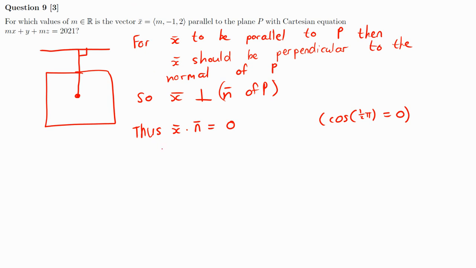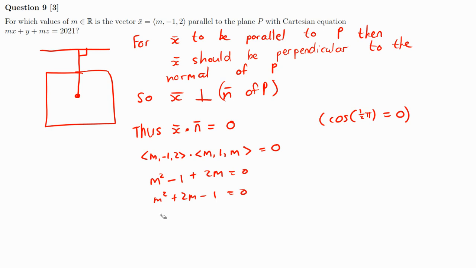Okay. So this x coordinate is just m, minus 1, 2. Luckily, it's just dot product. It's not cross product. And then the normal is just m, 1, m. Okay, so now we actually need to multiply these two to get us 0. So this is m squared minus 1 plus 2m is equal to 0. So in standard form, this is how it should look.